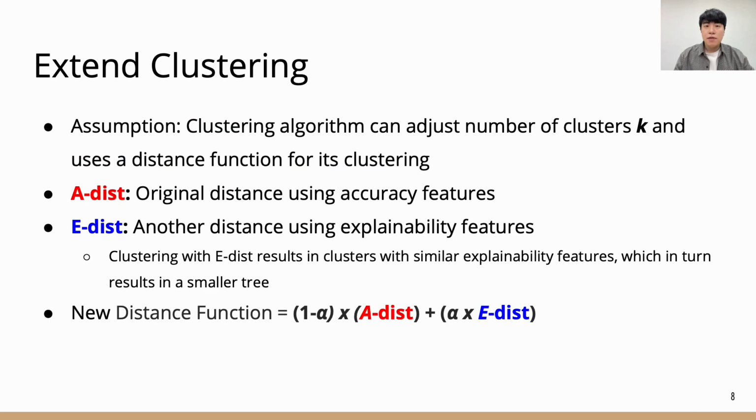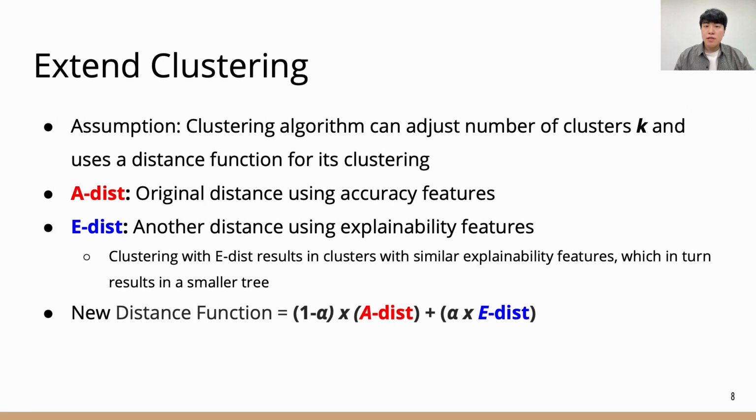We also extend the given clustering algorithm. We assume the clustering algorithm can adjust the number of clusters k and uses a distance function for its clustering. We minimally extend the distance function by combining 2 distance functions. Let us define adist as the original distance function using accuracy features. We also introduce edist, which measures distance using explainability features.